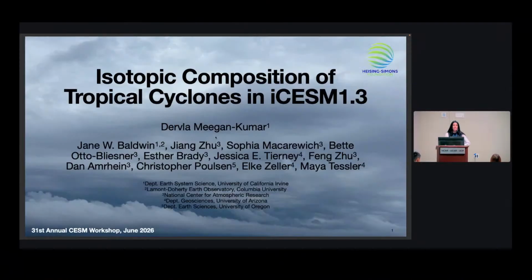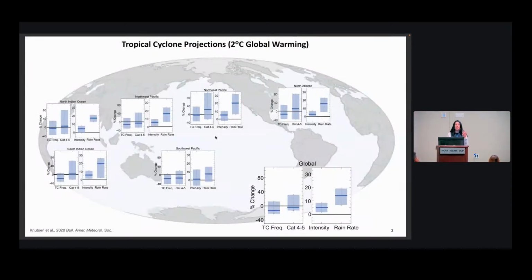Okay, thanks everybody. I'm excited to talk about this work in progress today, which is part of this larger group that was introduced. The motivation is that there's a lot of interest in understanding how tropical cyclones will change with warming. This is a brief overview showing that in general, TC frequencies are maybe not going to increase, or may even slightly decrease. But if we look at the strongest storms, these are more robustly projected to increase, particularly in terms of intensity and rain rate, though there are regional differences that are still being pieced apart.